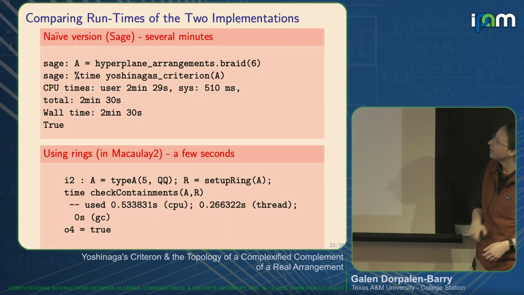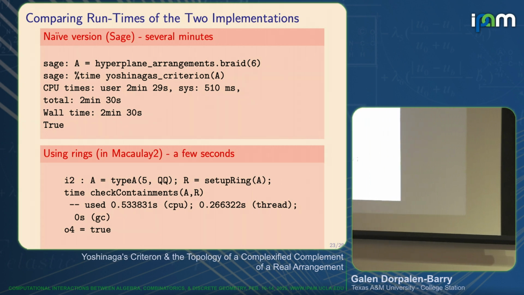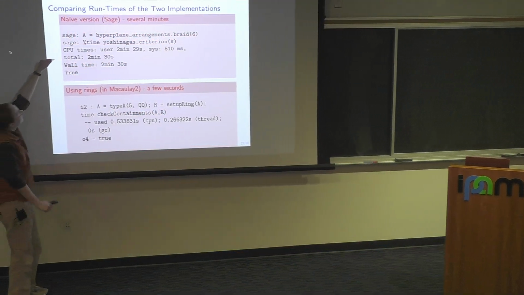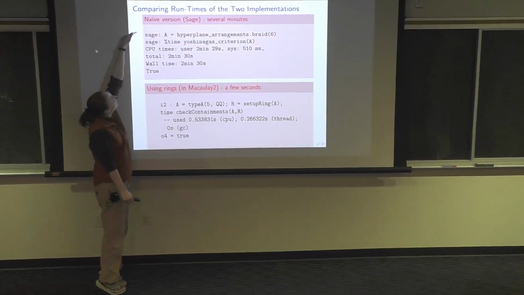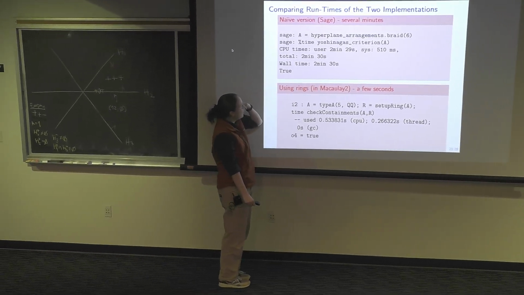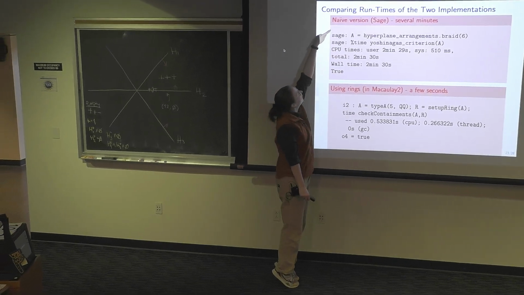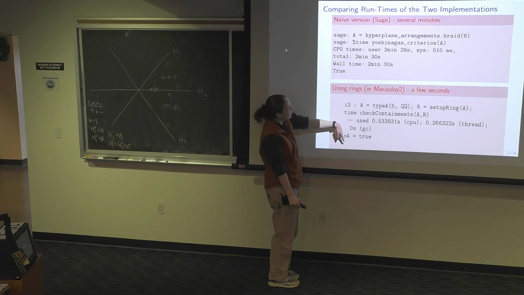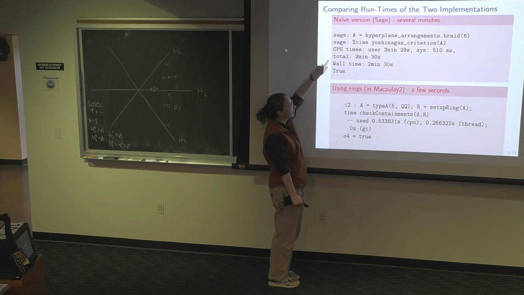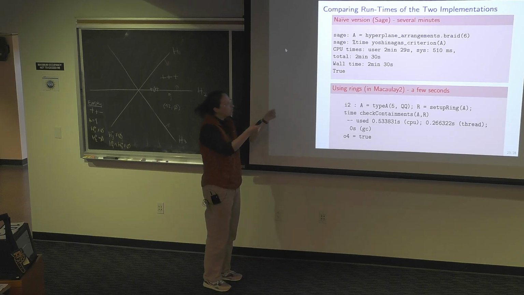Okay. And I just want to give you a sense of the timing for these two. Here's the Sage computation, and here's the Macaulay 2 computation. The reason this is I2 is because I loaded the file first. But this took a couple of minutes, and this took a few seconds. And this is the braid arrangement on 6 nodes, or of rank 5.